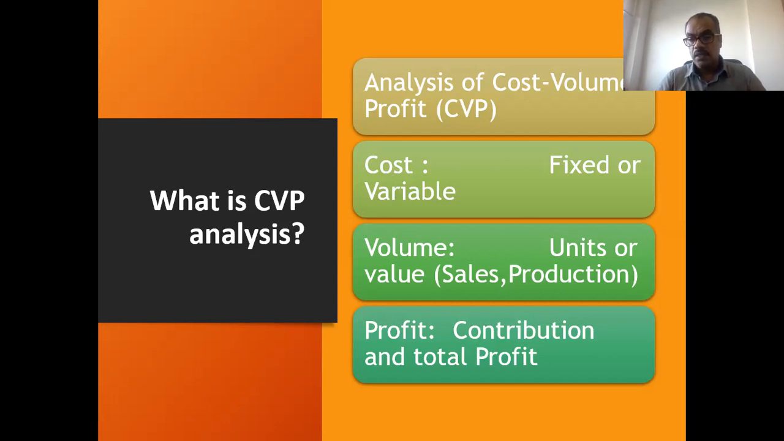Meaning, it is a kind of profit. We will be discussing these things. And the total profit, or the operational profit, the final profit, that is the end profit. So you have to understand that for each variable, cost, volume, and profit, two things are used: fixed or variable, units or value, profit either contribution or total profit. Then it is easy for you to summarize as a structure, not to memorize, but to summarize.